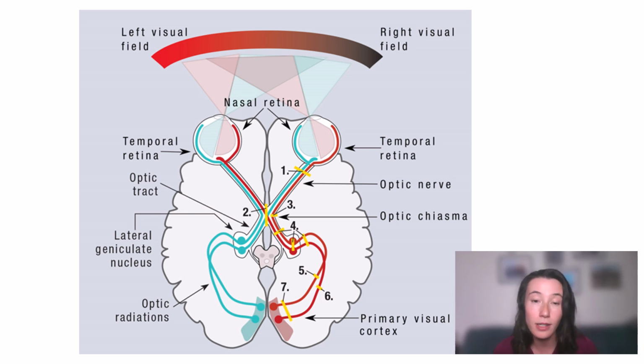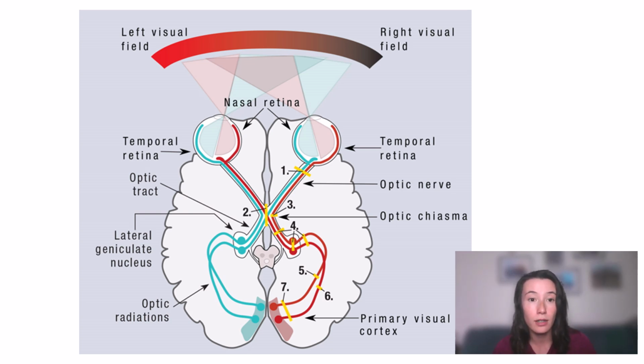So you look at the right side of the left eye, that's a red line. This does cross over to the right side through the optic chiasm to reach the right side of the brain. While the right side of the right eye, the other red line, this does not have to cross over the optic chiasm because it's already on the right side.